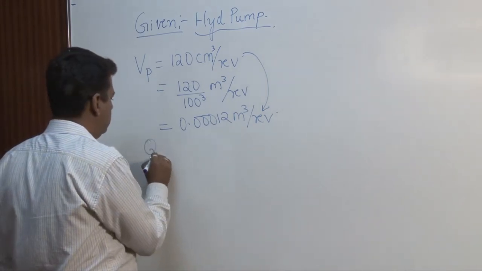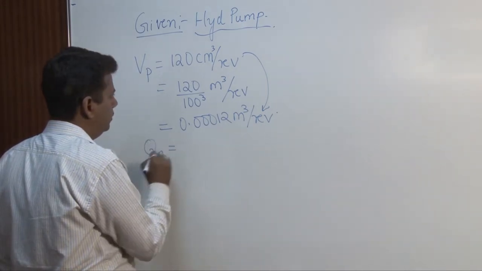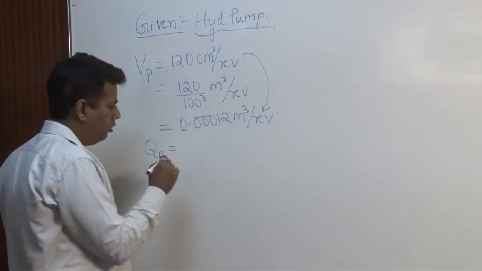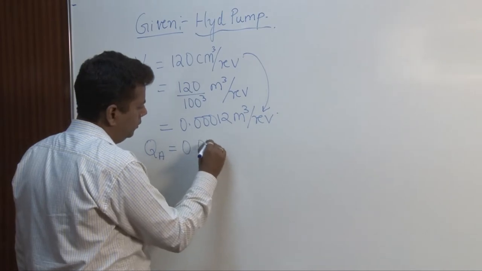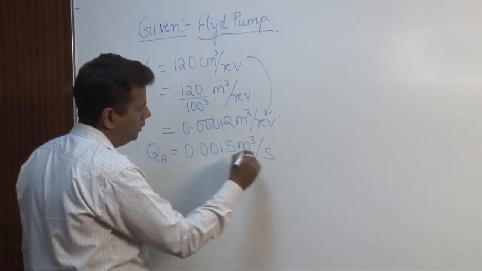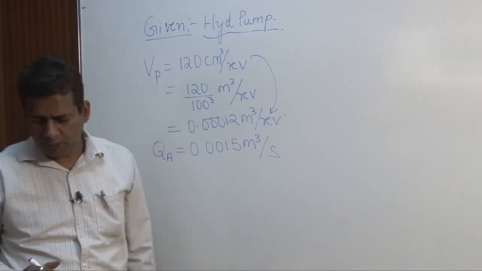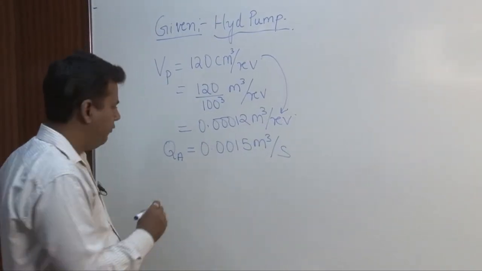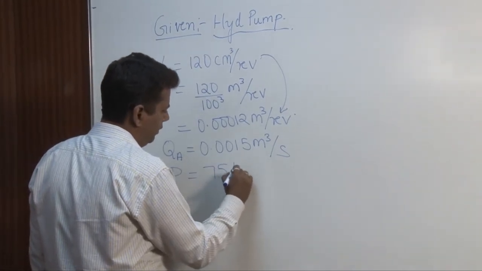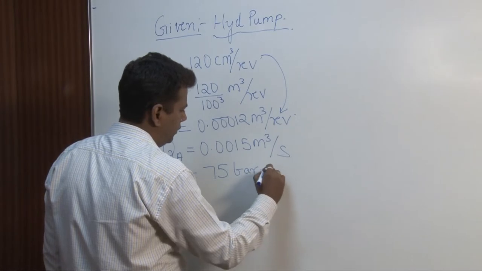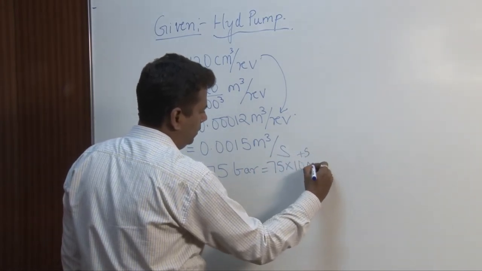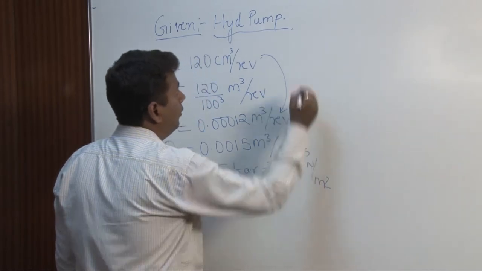After that, what are the additional parameters given? The flow rate. This is the discharge and this is the flow rate. Flow rate is 0.0015 meter cube per second. So, this is given, and pressure is 75 bar, which is equal to 75 into 10 to the power of plus 5 Newton per meter square.